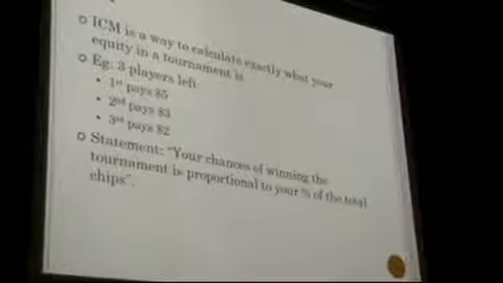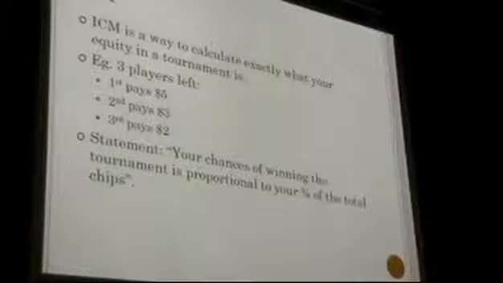Okay, so ICM is basically a way to calculate exactly what your equity in a tournament is. Let's say there are 3 players left, and first pays $5, second pays $3, and third pays $2. The statement of ICM, which is a very reasonable statement, says your chance of winning the tournament is proportional to your percentage of the total chips. So in this situation, player 1 would win the tournament 50% of the time.